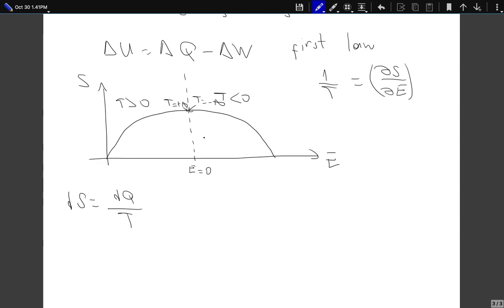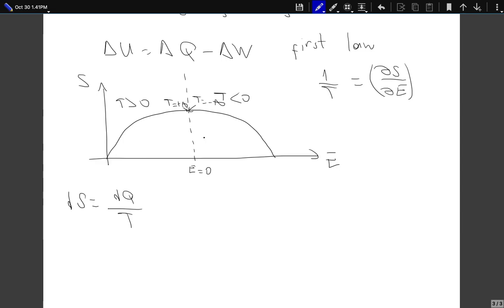So essentially, negative temperatures have more energy than positive temperatures. So in that sense, negative temperatures are not below T equals 0. They are above T equals infinity. If you have any system with positive temperature and bring it in contact with a system with a negative temperature, you always have a flow of heat from the negative temperature to the positive temperature.